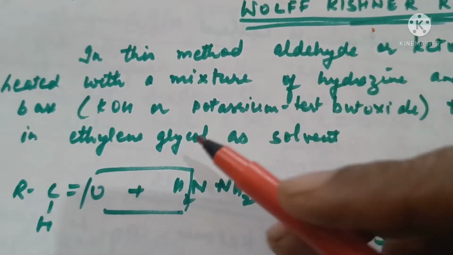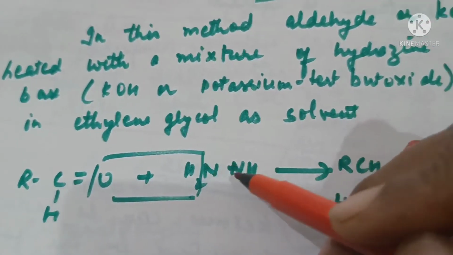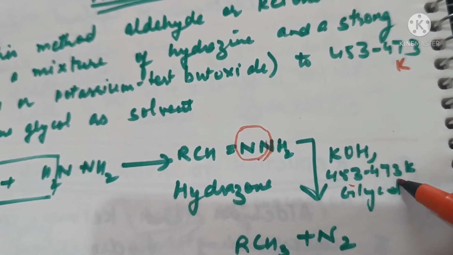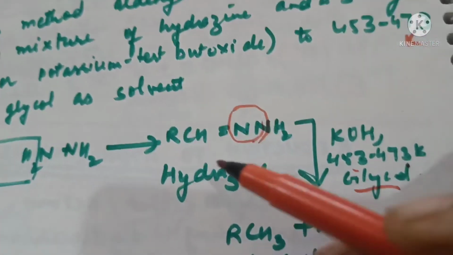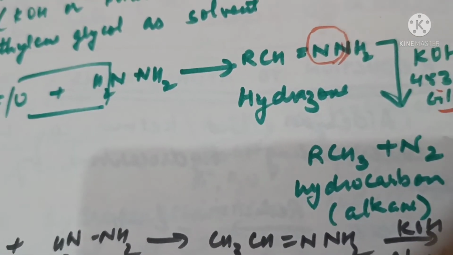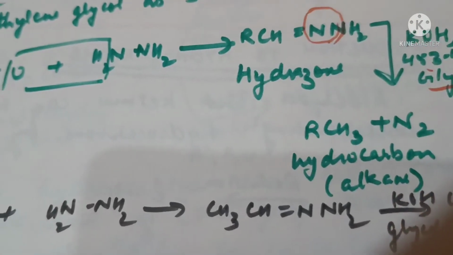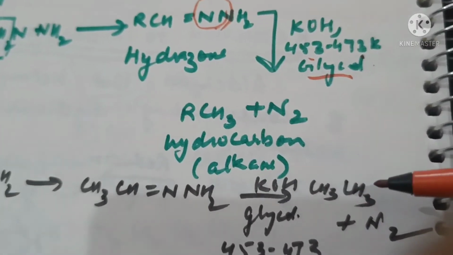In this method, the aldehyde or ketone is first heated with hydrazine, water is taken out and a hydrazone is formed. Then in a basic solution at 453 to 473 Kelvin temperature in glycol solvent, the nitrogen will be taken out and an alkane with the same number of carbon atoms will be formed, and the reaction is known as the Wolff-Kishner reduction reaction. For example, when we react acetaldehyde with hydrazine and then KOH, first the hydrazone of acetaldehyde is formed, and then ethane is formed and nitrogen is given out.